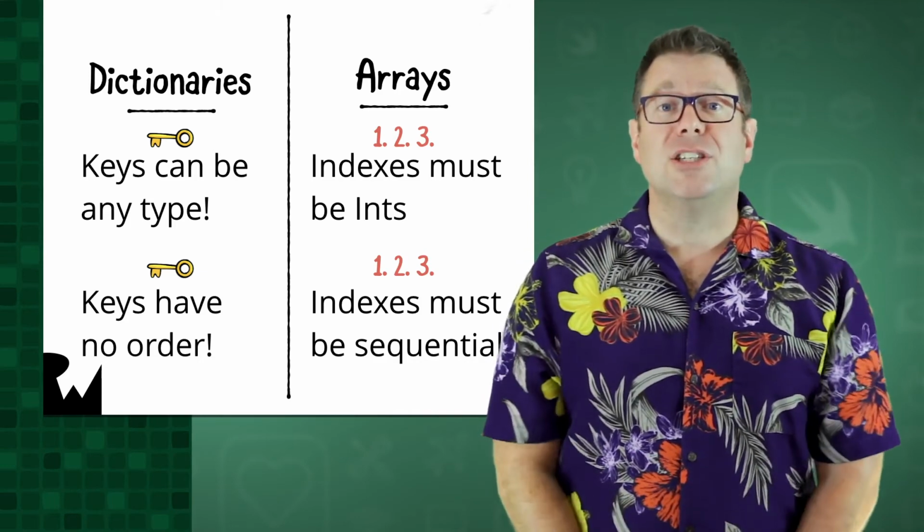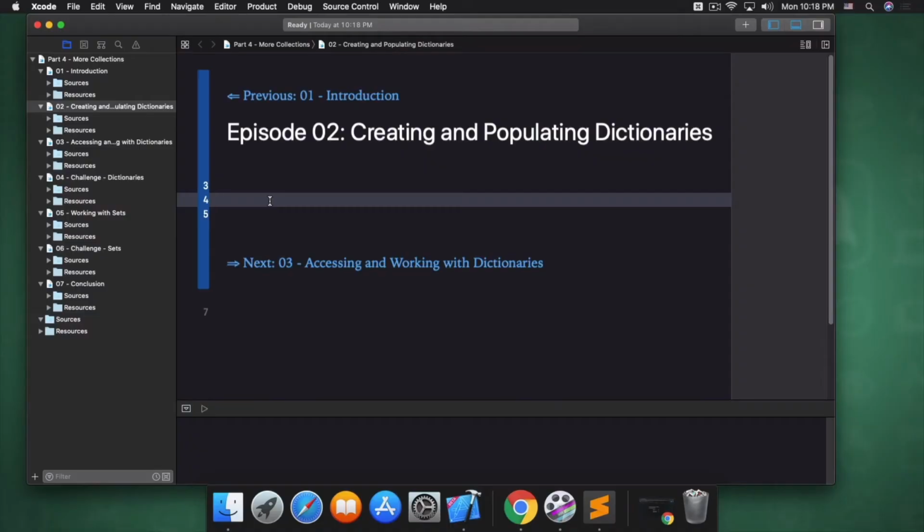Now, let's try using dictionaries in Swift. You can create an empty dictionary just like you can create an empty array. The only difference is syntax. You need to specify the types for both the keys and the values with a colon right after the key type. And to create an empty dictionary, just put a colon right between a pair of square brackets.